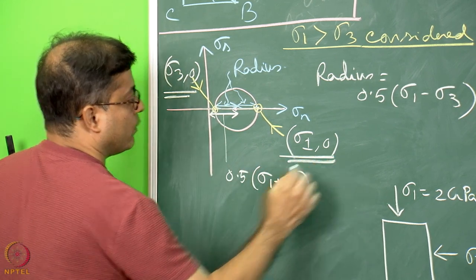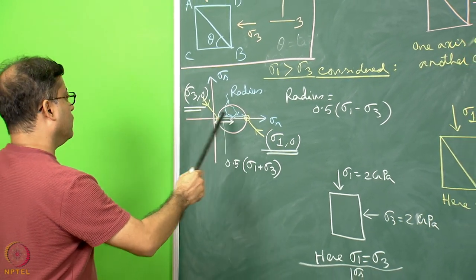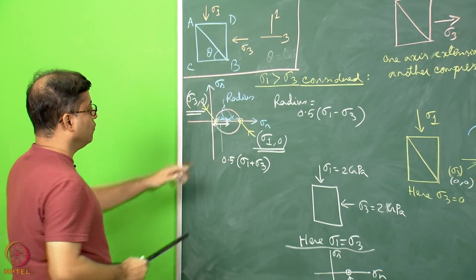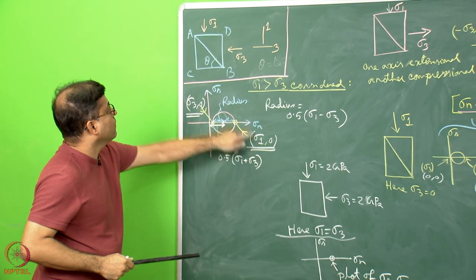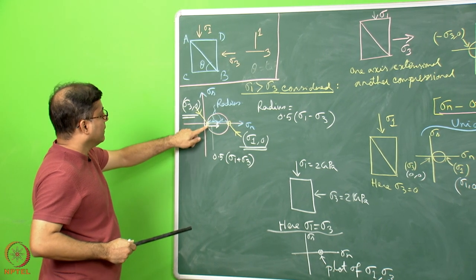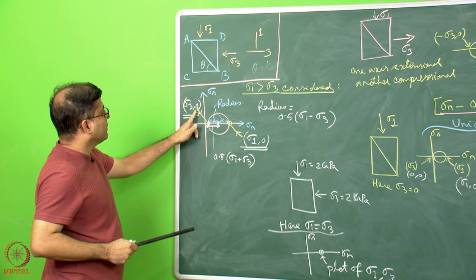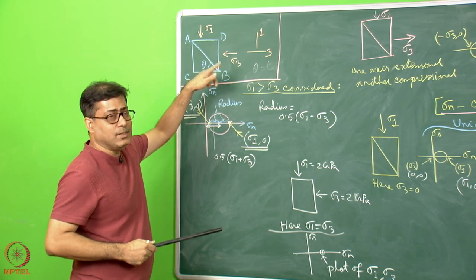And this is very important. That means the Mohr circle intersects the sigma n axis at two points, one of them with coordinate sigma 1 comma 0. Sigma 1 was the applied normal stress here on the AD plane, and the other intersection point is sigma 3 comma 0, where sigma 3 is the applied normal stress on the BD plane.